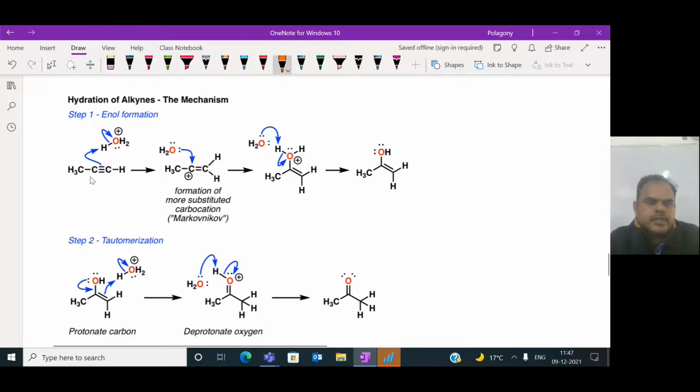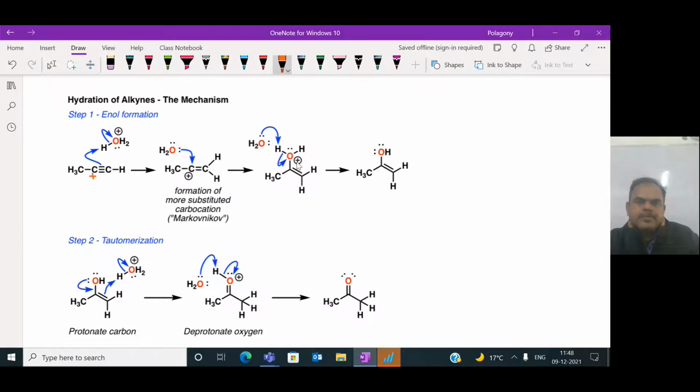Here we can see there is a positive charge. The carbon gets the positive charge here, and hydrogen makes a bond here. Now, when the carbon gets a positive charge, water behaves like a nucleophile since it carries a lone pair of electrons on oxygen. Water acts as a nucleophile and gives a lone pair of electrons to this carbon. When the lone pair is given to this carbon, a bond is made between this carbon and this oxygen.